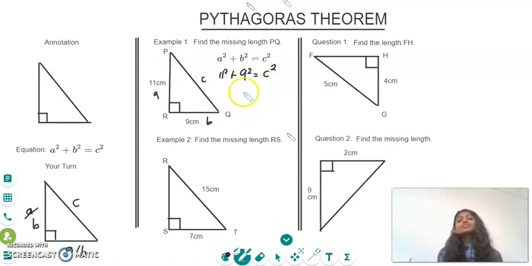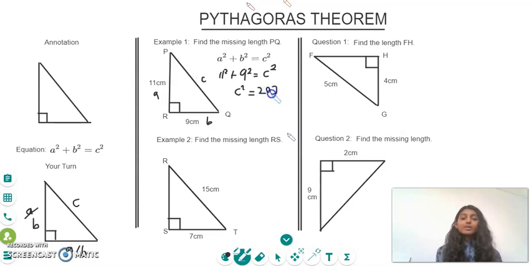Okay, so now, only working out C squared, you're going to have to type 11 squared plus 9 squared into your calculator, because mostly it will be calculator questions. So 11 squared plus 9 squared equals 202.